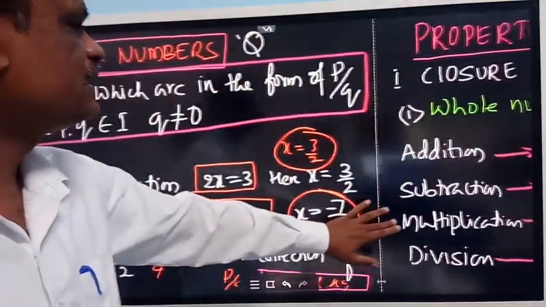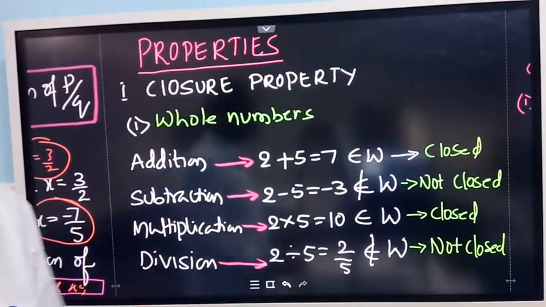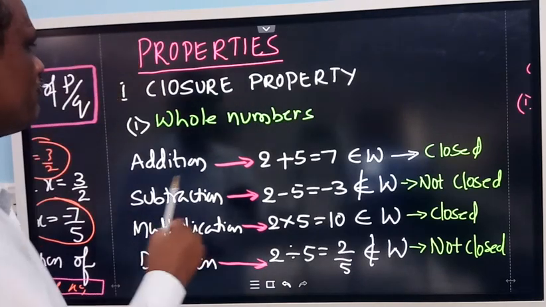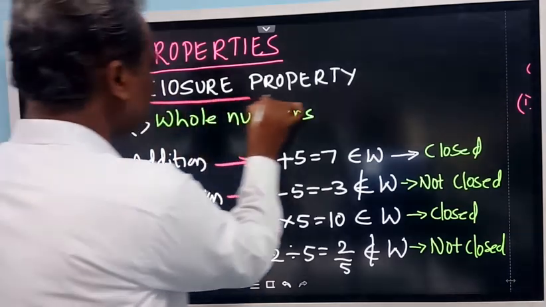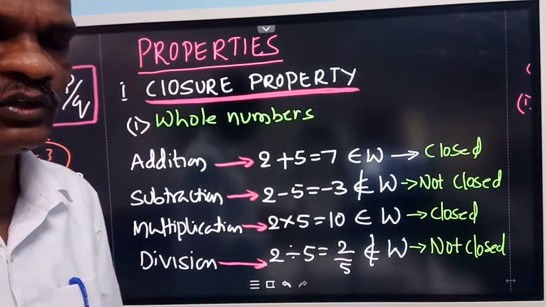Okay. Now let us see some properties we discussed in the lower classes, and we will check the same properties for rational numbers. What are the properties that we studied in class 6th and 7th? Do you remember closure property? Do you remember what closure property is? You studied this for whole numbers.